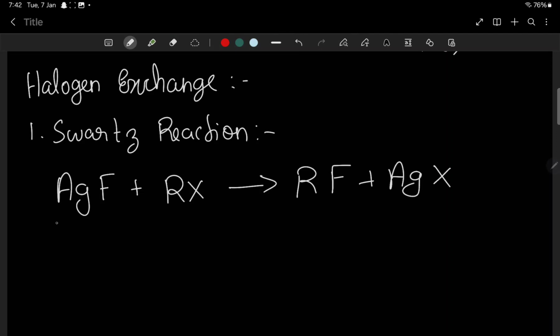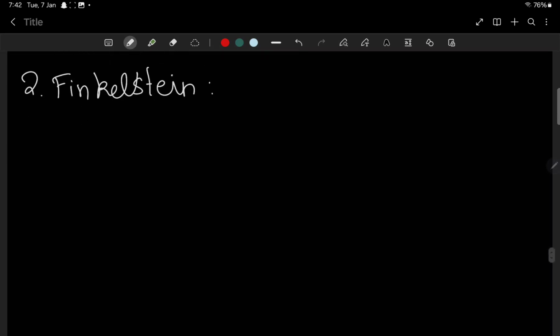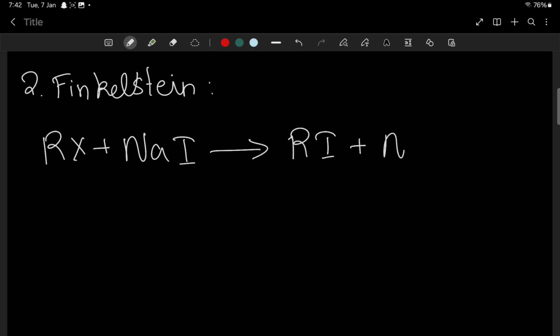Here instead of AgF you can use CoF2, SbF3, Hg2F2, anything like this. Now the second one is the Finkelstein reaction, preparation of iodo compounds, that is RX plus NaI. This is not Wood's reaction, many people will think that it's Wood's reaction, but it's not. This is RI plus NaX. This is called the Finkelstein reaction.